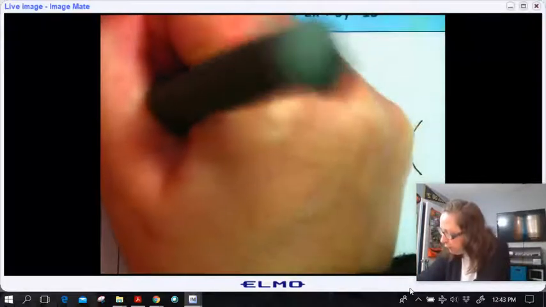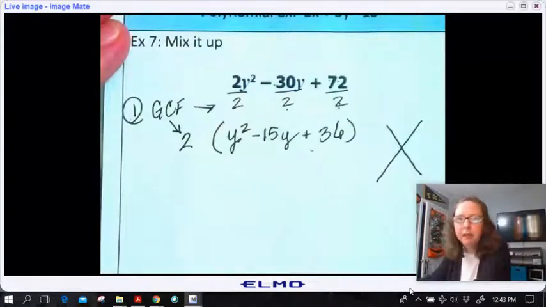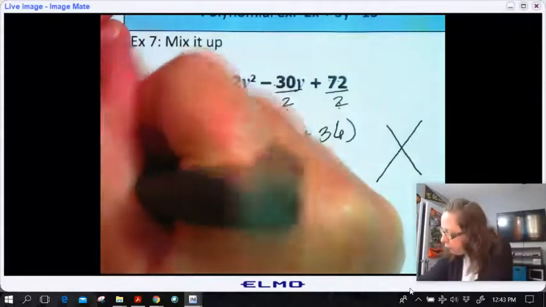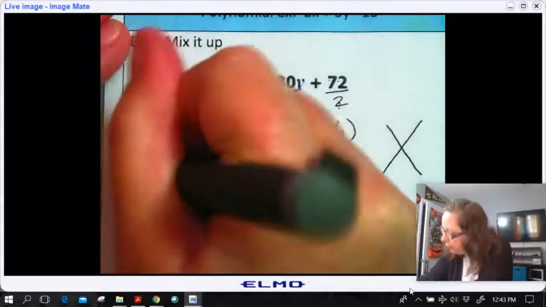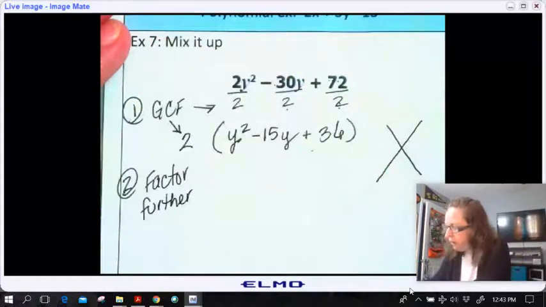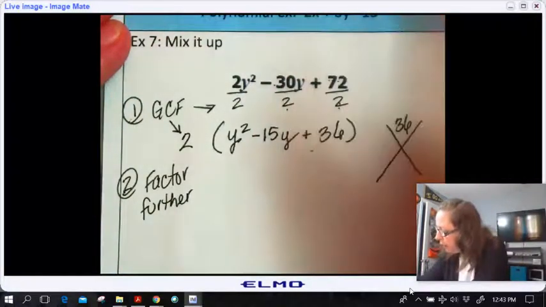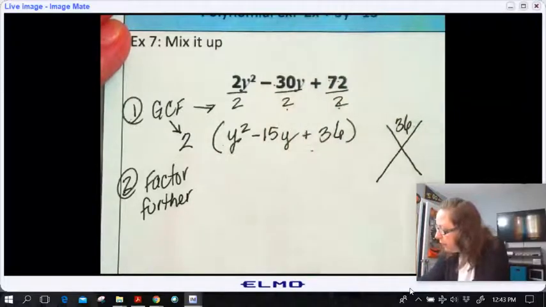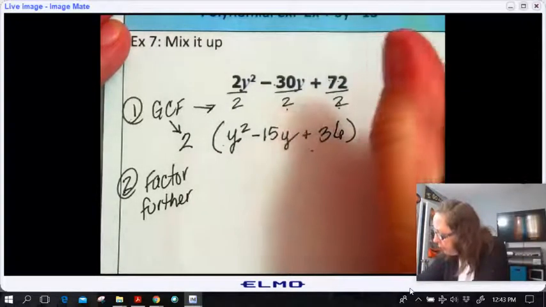So the very first thing I looked for was a GCF. 2. I'm going to always try to factor this further, okay? So 36 goes in the top. 1 times 36. Negative 15 goes in the bottom.